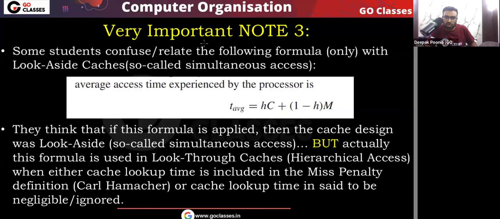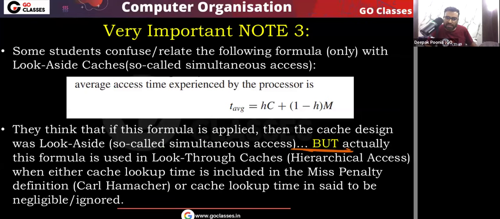Some students confuse or relate the following formula with look aside cases or so-called simultaneous access. When they see this formula, immediately they think that this is simultaneous access, this is look aside cases, but this is wrong. This is a misconception. Actually, they think that if this formula is applied in any question, then the cache design is basically look aside, or I can say so-called simultaneous access. But let me tell you, this is actually a misconception.